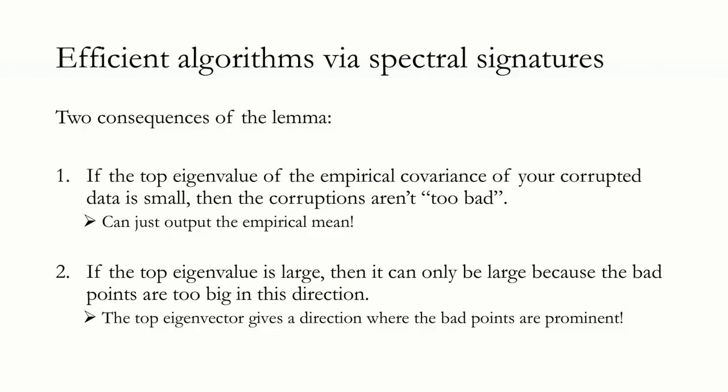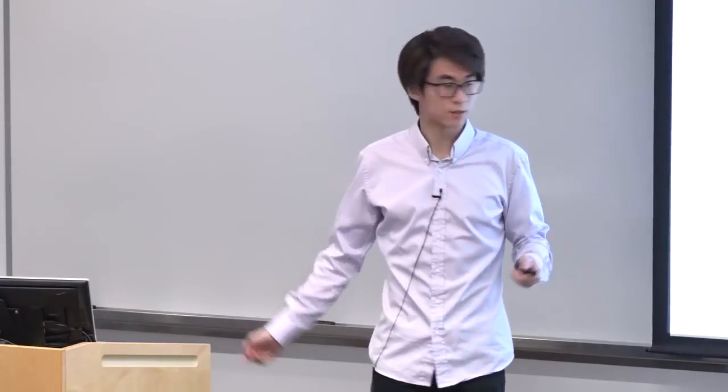The first is what I already just said. If the top eigenvalue of the empirical covariance of your corrupted data is small, then the adversary hasn't done too much stuff. Tom Brady had an off day, and you can just output the empirical mean of your corrupted data set. Okay? On the other hand, if your mean is shifted, that means your empirical covariance must have a large spectral norm. That's sort of the other thing that the lemma implies.